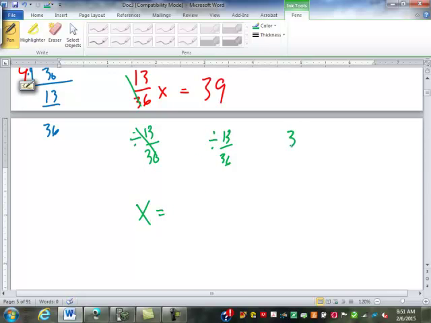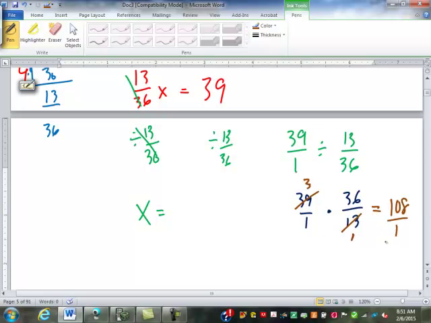39 divided by 13/36 is a little bit of a chore. 39 over 1 divided by 13/36. We're going to make that 39 over 1 doesn't change. But instead of divided by 13/36, it's going to be times 36 over 13. We can do some cross canceling here. The 13 and 39 are both divisible by 13. That'll give me 1 and 3. 3 times 36 is 108. 1 times 1 is 1. So x equals 108.